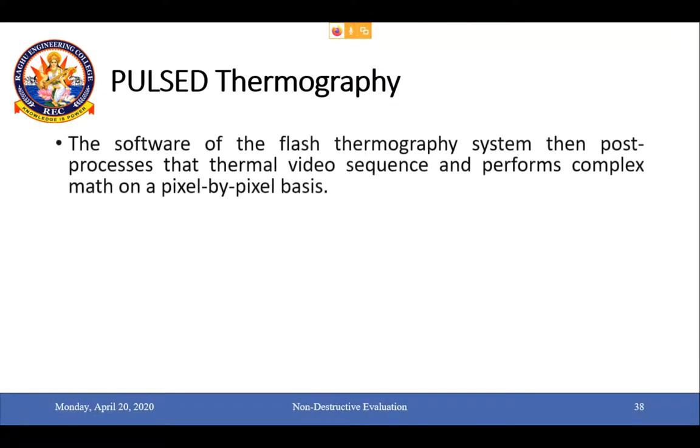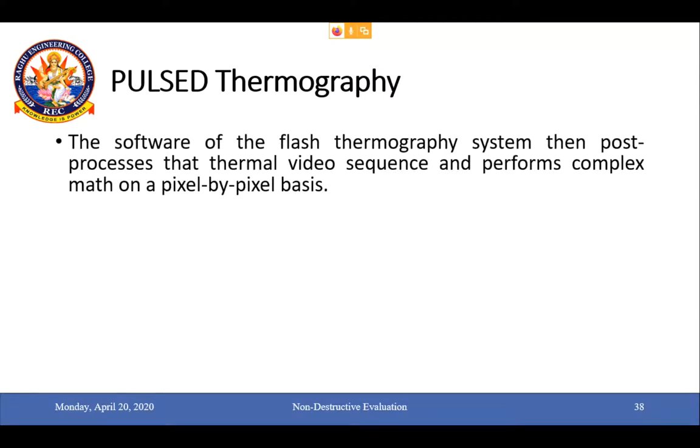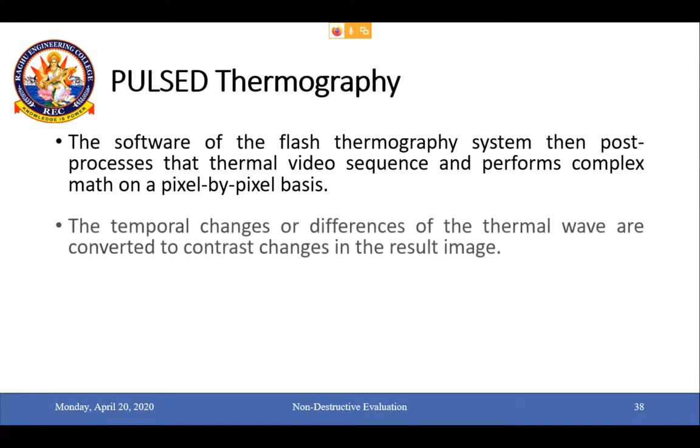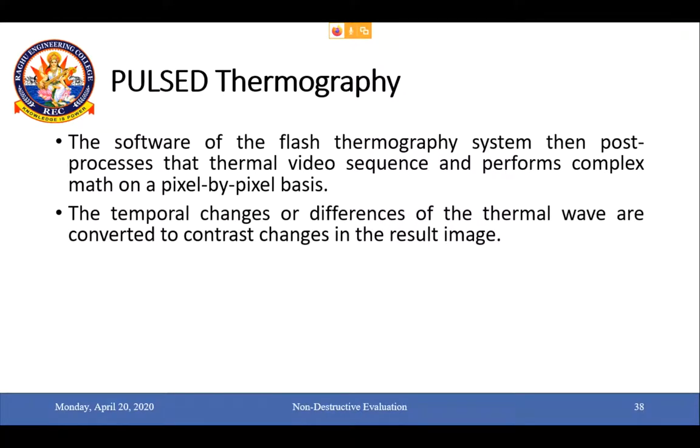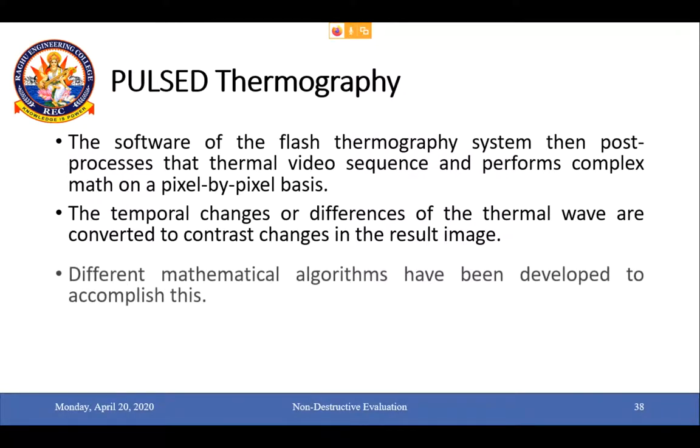Then what happens next? The software of the flash thermography system post processes that thermal video sequence and performs complex maths on a pixel by pixel basis. The temporal changes or differences of the thermal wave are converted to contrast changes in the resultant image. Different mathematical algorithms have been developed to accomplish this. Some work better for fast responding materials such as metals, and some others work better for materials that don't conduct heat very well, such as carbon composites or your plastics. So I hope you guys have understood this.